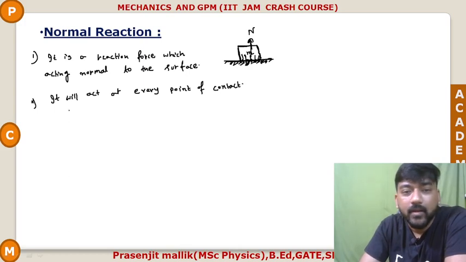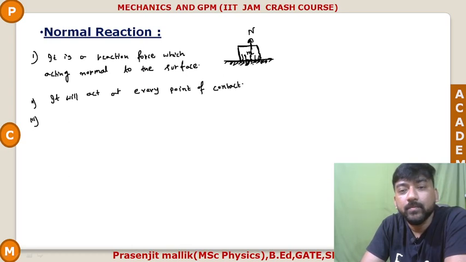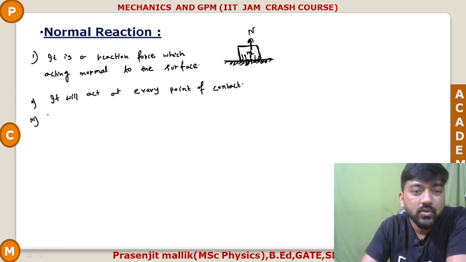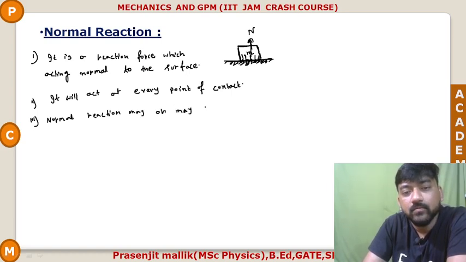And the third point is that it is not necessary that the normal reaction will always act along the center of gravity or along the center of mass. So it is not necessary that it will act at the middle of the object. It may or may not be passing through the center of mass.